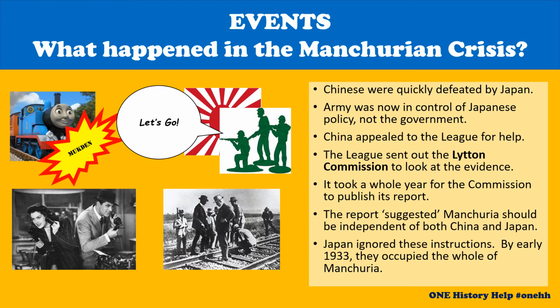So they ignore all of those ideas. Remember that the initial explosion on the railway line takes place in September 1931. The Lytton Commission takes a year, so that brings it forward to 1932. And then by early 1933, Japan have decided that they have taken over the whole of Manchuria. So the League's decision has been completely ignored. It feels like a pretty good time to remind ourselves that Japan was one of those 4 permanent member countries of the Council of the League, that VIP club of the League of Nations. So it's interesting to see how the League reacted to one of their larger powers acting in this situation.